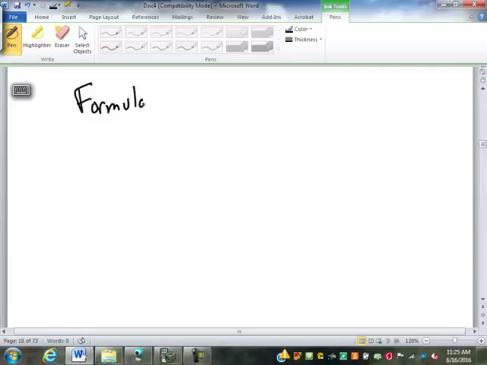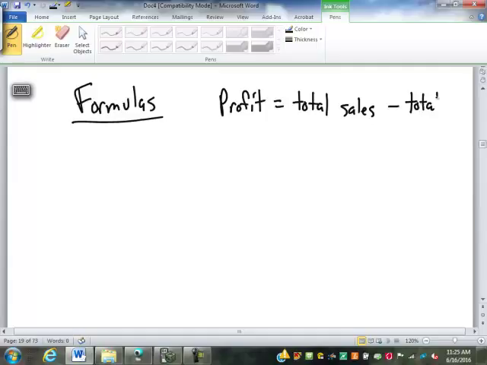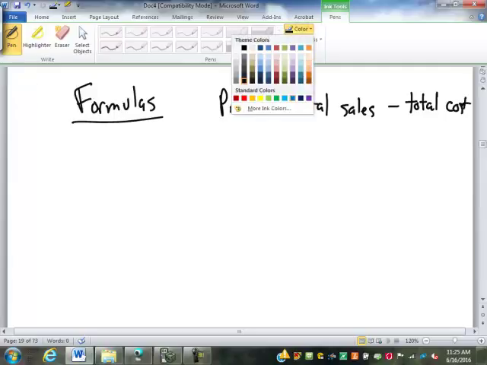Keeping with our formulas, one of our formulas is profit equals total sales minus total cost. Or you might put in revenue instead of sales. You know, we're referring to the dollar sales there.